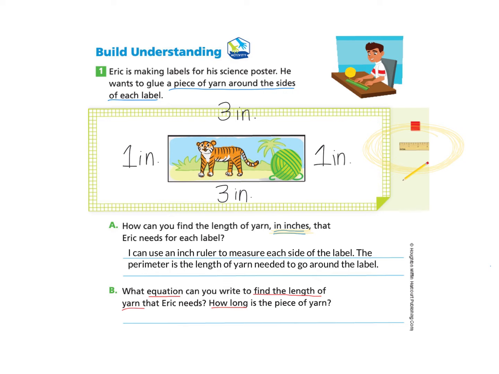So to find the perimeter, we are going to need to add all of the lengths of the sides of the figure. So if you'd like to pause and try this on your own and come back, you can do so. And when you do, you will find that we add 1 plus 3 plus 1 plus 3. That would be all of the sides. And when we calculate this equation, we will find the answer to be 8. So how long is the piece of yarn? The piece of yarn must be 8 inches.